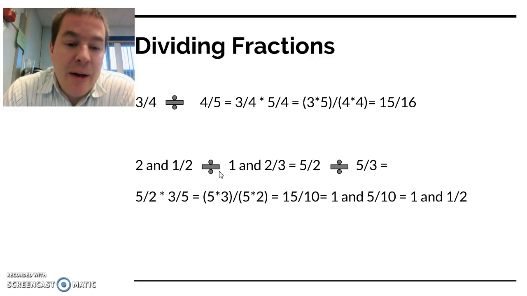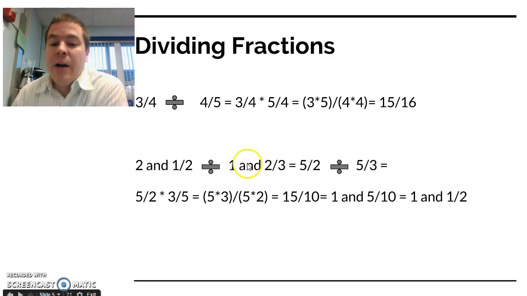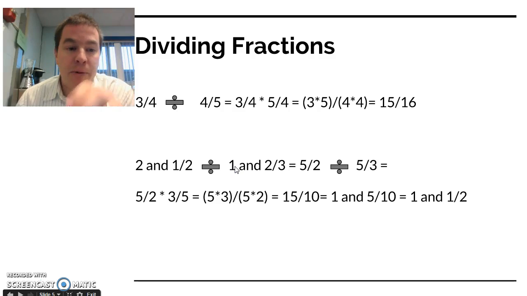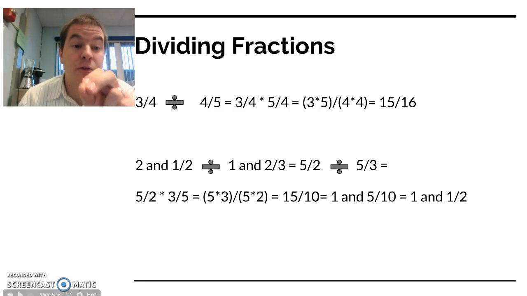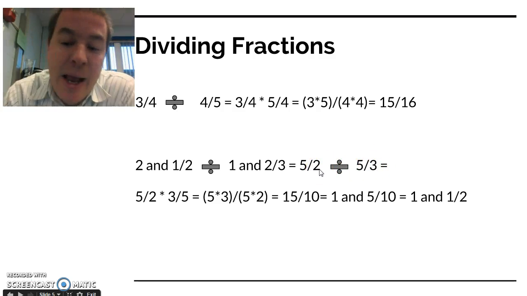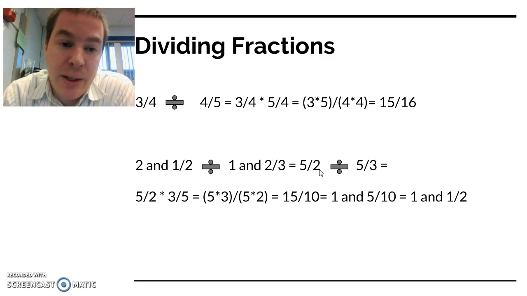In the last example, we have two mixed numbers that we're dividing. Okay, so we've got 2 1/2 divided by 1 2/3. We're going to change both of those to improper fractions first. Okay, we're going to do both first. So 2 1/2 turns into 5 over 2, because 2 times 2 plus the numerator 1 gives you 5 over 2. 1 2/3: 3 times 1 is 3, plus 2 is 5 over 3. So our problem is 5 over 2 divided by 5 over 3.